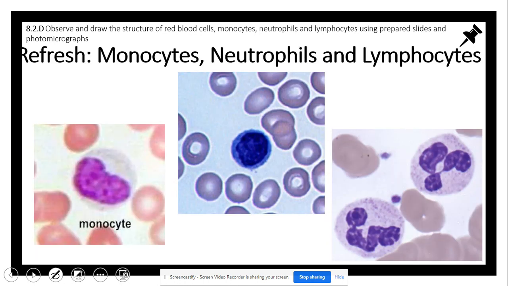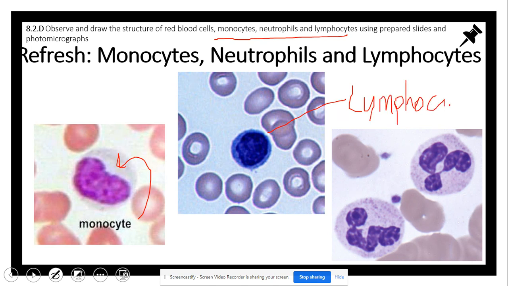Ooh. So technically, this objective, monocytes, neutrophils, lymphocytes, is an objective from this chapter, but I threw it in with the immune system because we were actually talking about what those cells do. But don't forget them. So monocytes have the kidney bean nucleus. This is a lymphocyte, small, dark, dense nucleus. And then remember, neutrophils have that lobed nucleus.